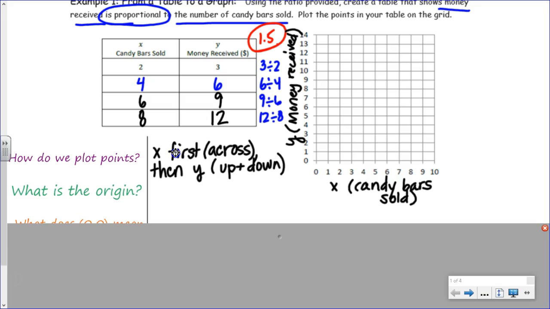Okay, now it's pretty easy to graph. If I sell 2 candy bars, then I will receive $3. If I sell 4 candy bars, I will receive $6. Keep going, see if you can get the next ones.